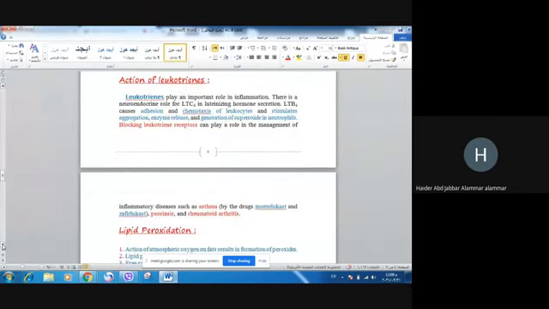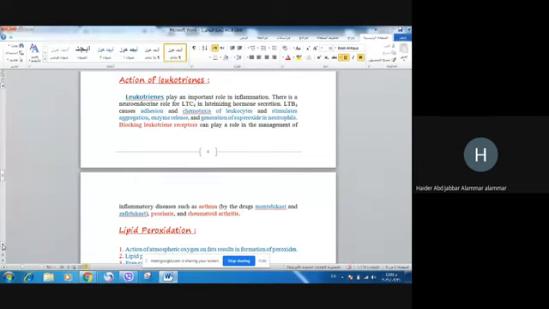Regarding the actions of leukotrienes, they play an important role in inflammation. There is a neuroendocrine role for leukotriene C4. Why did I mention it? Because it is so important: it has a structure similar to luteinizing hormone, one of the hormones responsible for the reproductive system that induces the synthesis and secretion of the secondary sex hormones in both male and female. So leukotriene C4, a neuroendocrine mediator, is involved in luteinizing hormone secretion. When we need the secretion of luteinizing hormone, leukotriene C4 should be available to mediate and facilitate LH secretion.